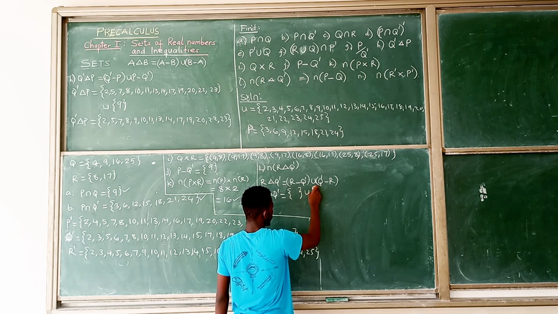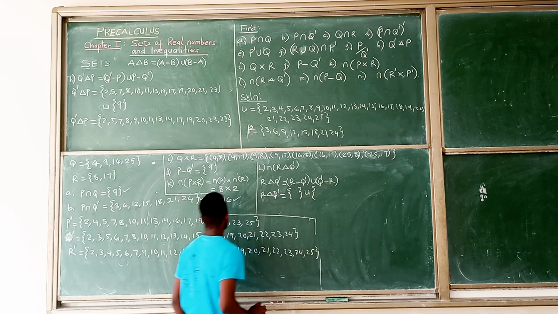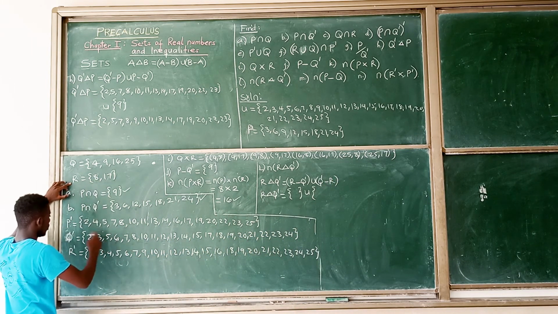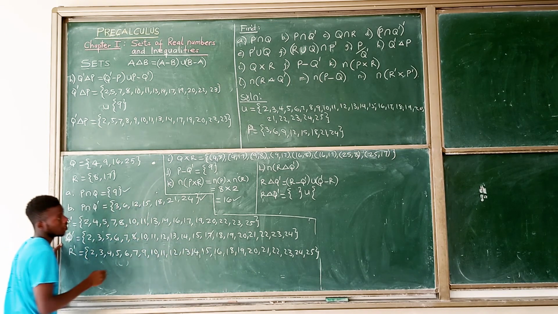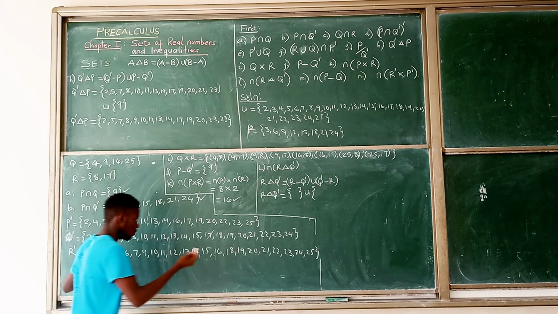Union. What are the elements that are found within Q complement and that are not found within R? Since R has two elements, we take these two elements from set Q complement, and then we list the remaining elements that will form part of Q complement minus R. So it's from 2 to 24.